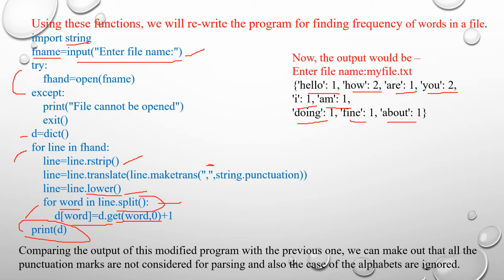So here how has 2 occurrences, while in the previous program how had 1, and consider one more word, HOW. Previously it considered uppercase H as a different word and lowercase h as a different word. Now it ignores all the cases and punctuation marks. So here how has 2 occurrences, and it ignores the question mark also. Let's try all these things in the Python interpreter.